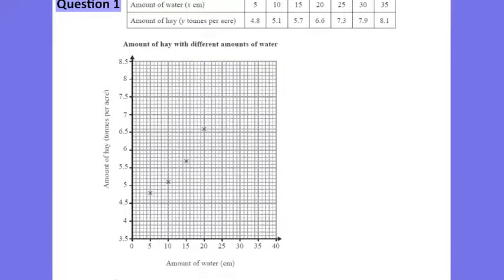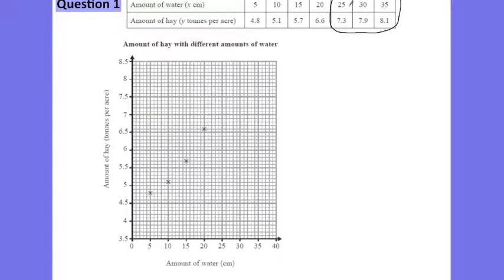Question number 1. Sprinklers are used to water similar plots of land on an experimental farm. The table here shows the amount of water applied in centimetres here and the amount of hay here grown in tonnes per acre on each of the 7 plots of land. We're told to plot the last 3 points from the table. That's these points here. Onto the scatter diagram.